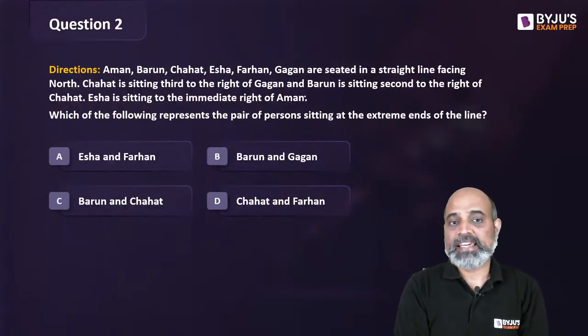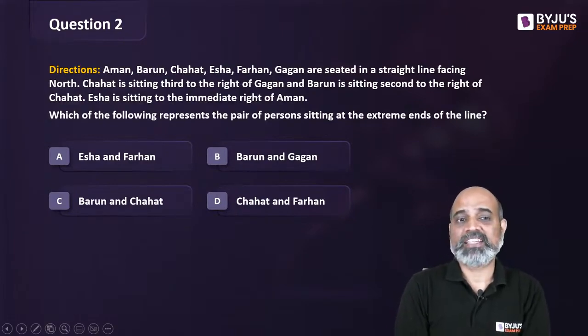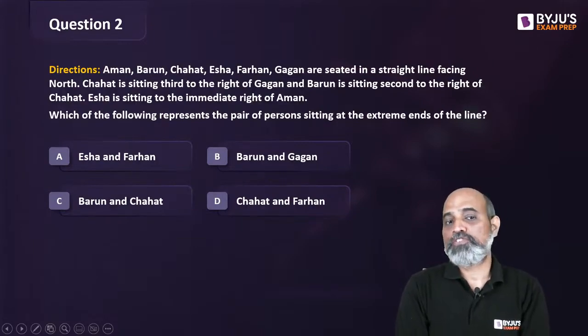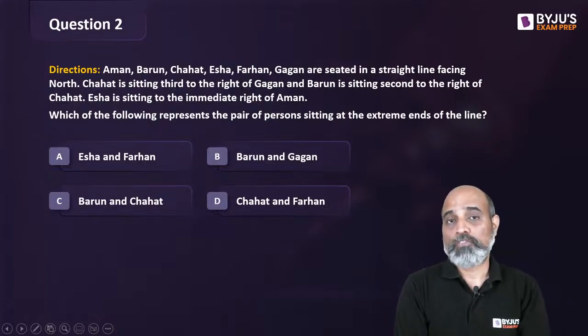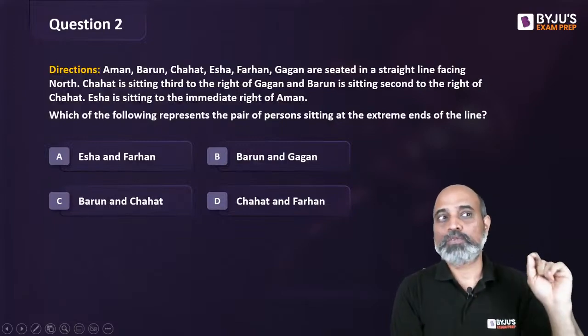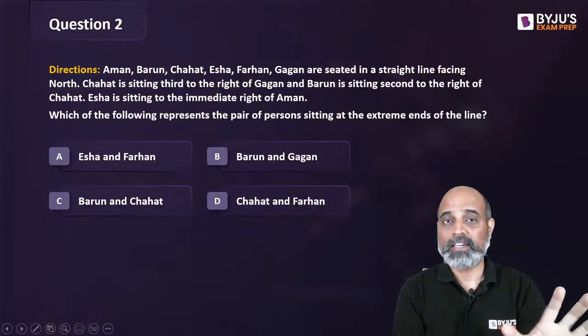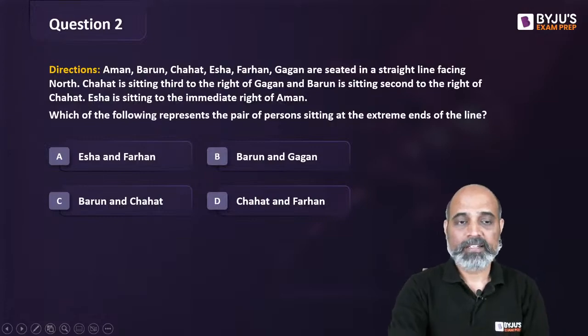Second question. A, B, C, E, F, and G are seated in a straight line facing north. C is seated third to the right of G, and B is sitting second to the right of C. E is sitting to the immediate right of A. So there are certain statements. Now the question is, which of the following represents a pair of people sitting at the extreme ends of the line? We have 4 definite options. We don't have an option which says cannot be determined, which tells us whatever sequence we are going to have, it's going to follow precisely, as in it's going to be a complete scenario. Cases nahi banne wale, right?